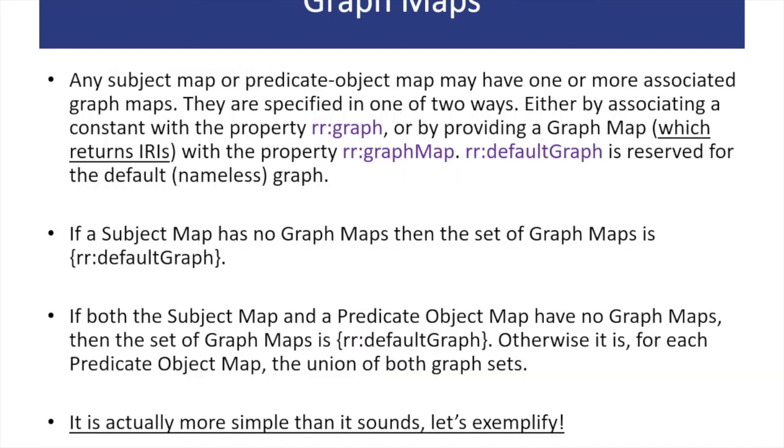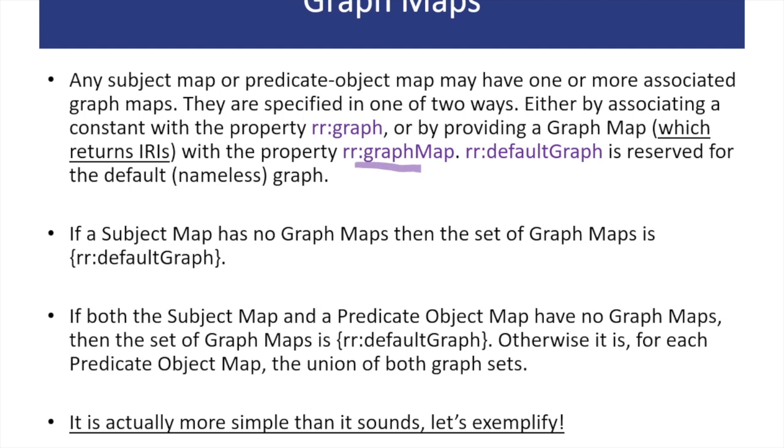Now, graph maps. Graph maps may seem a bit daunting, but they're pretty simple once exemplified. Graph maps can be assigned to subject maps and predicate object maps, and they both can have one or more graph maps. They are specified in two ways, either by assigning a constant with the property rr:graph, or by providing a graph map that returns IRIs, so named resources. If you do that, then you have to use the rr:graphMap property rather than rr:graph, similar to the example we've seen before for rr:predicate and rr:predicateMap and rr:object and rr:objectMap.